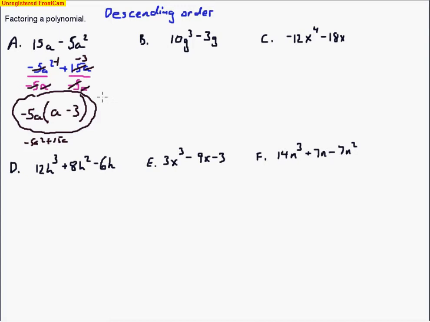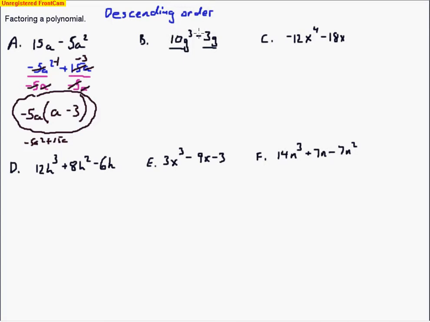And so first thing we'll do on this next one is look to see if it's in descending order. It is in descending order, highest exponent to lowest. So now we go ahead and look to see what we can take out from each of these terms. So we look at the 10 and the 3. Well, 10 and 3 don't have a common factor, just 1.